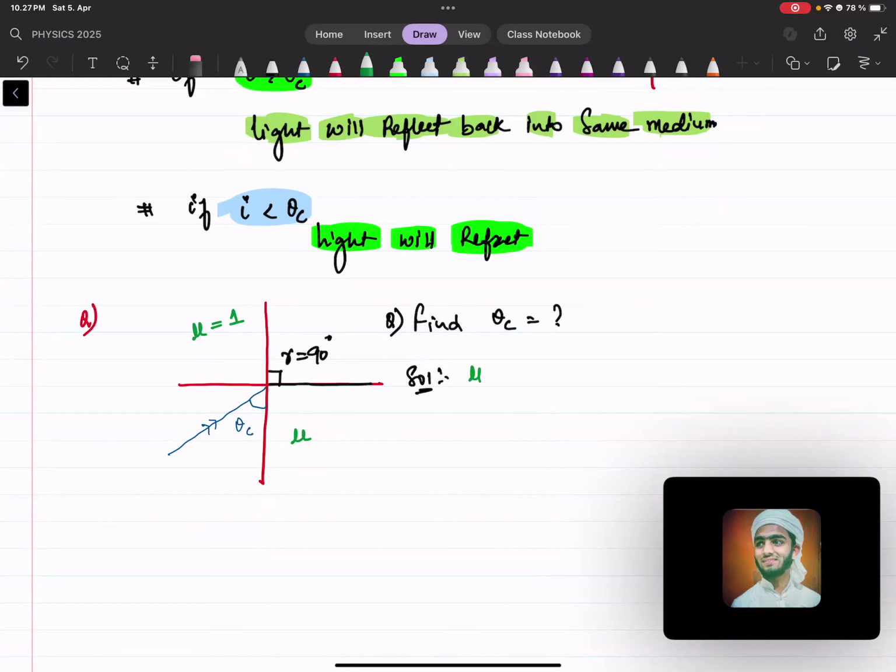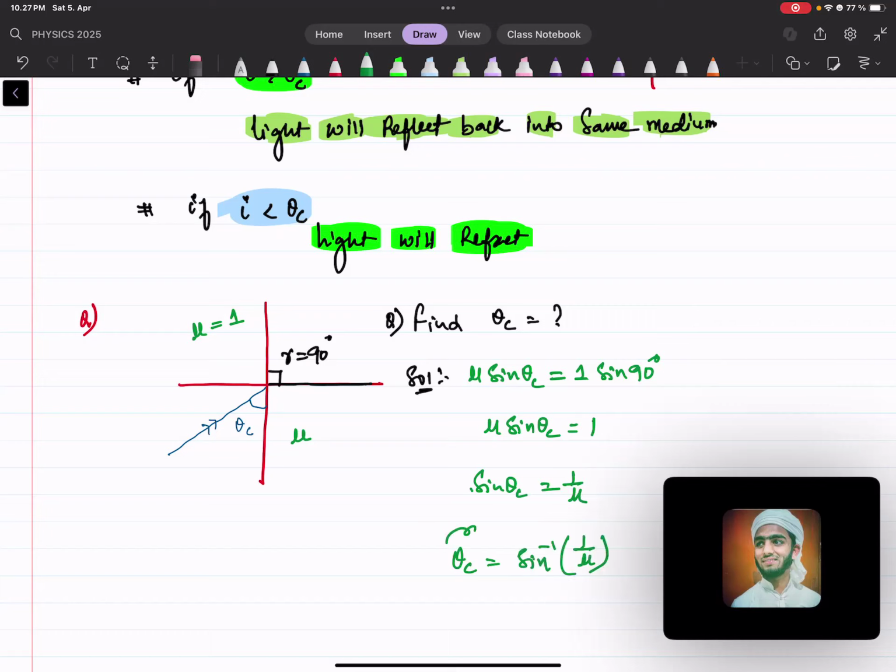So denser medium: mu into sine of theta c is equal to the rarer medium refractive index 1 into sine of r. r is equal to 90 degrees. So mu into sine theta c will be equal to how much? 1. So sine of theta c will be equal to 1 by mu. So the critical angle will be equal to how much, beta? Sine inverse of 1 by mu. This will be the critical angle formula: sine theta c is equal to 1 by mu. Am I clear?